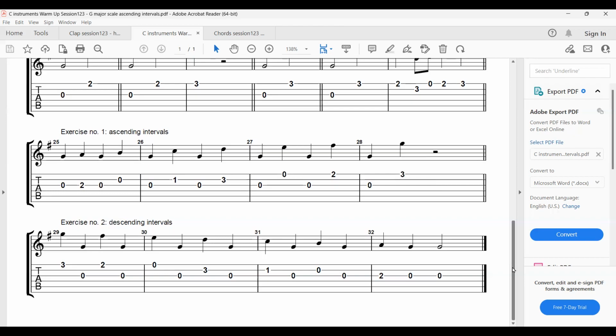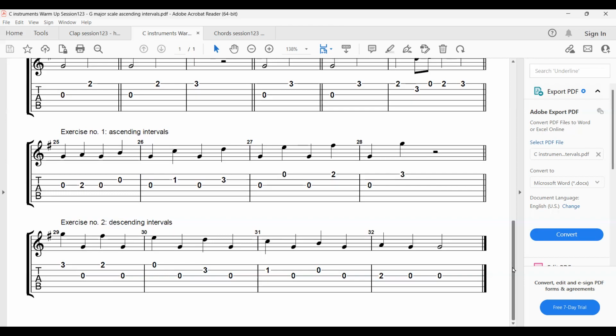Okay, let's just finish off with the descending intervals, just for completeness really. We've really been looking at ascending intervals today, but just to finish off with descending, because one day we might do this exercise all on descending intervals, so it's a little taster. So on the last line, just reverse.